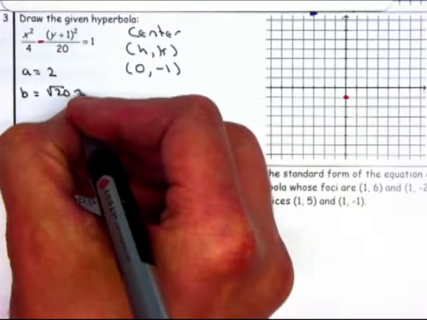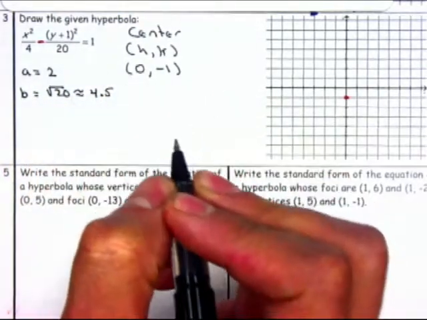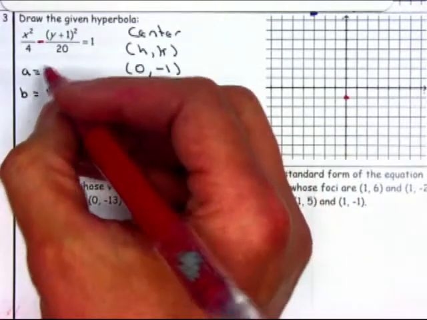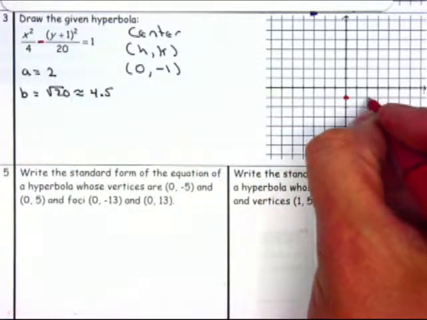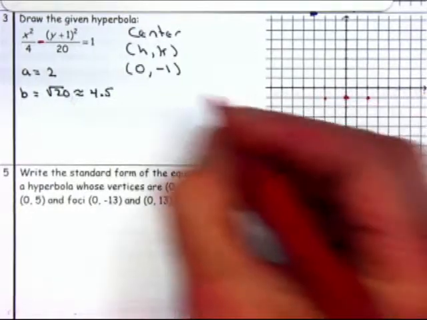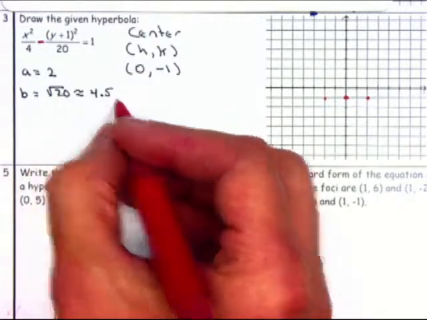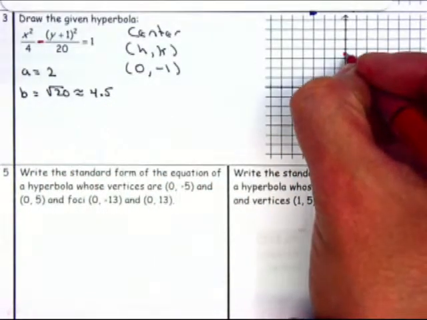Now, the A is under the X, so I'm going to go to the right 2 and to the left 2. The 20 is under the Y, so I'm going to go up 1, 2, 3, 4.5 and down 4.5. Now from here, I'm going to build my box, and actually I just need the corners of the box to be able to draw my asymptotes.